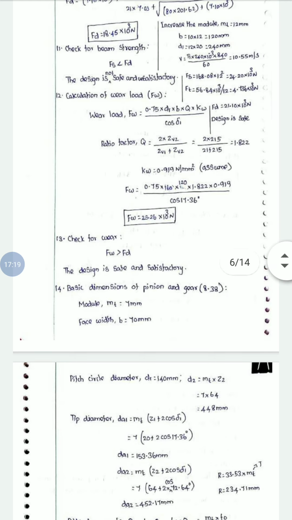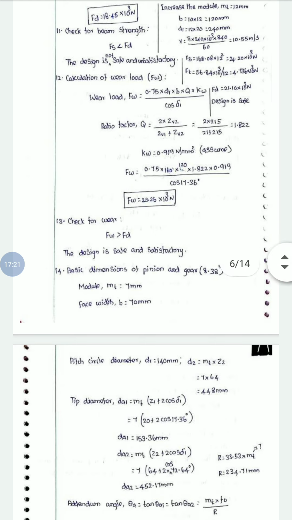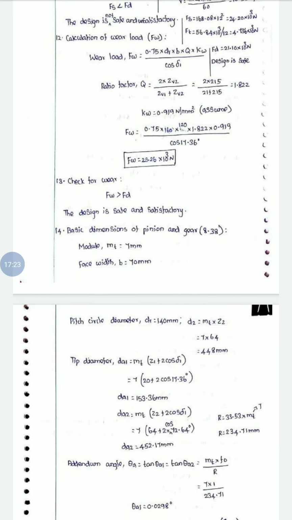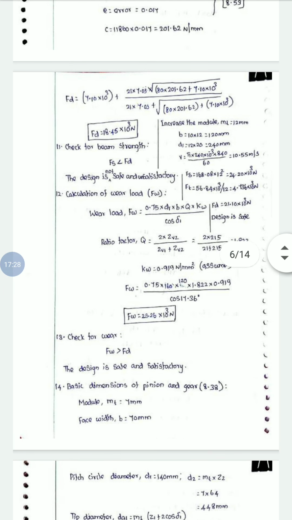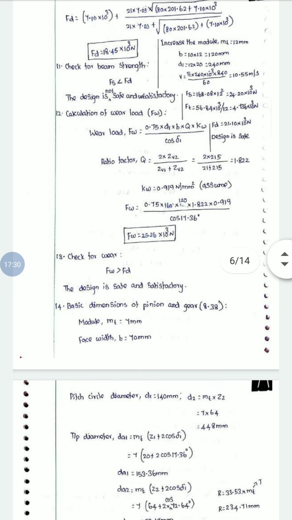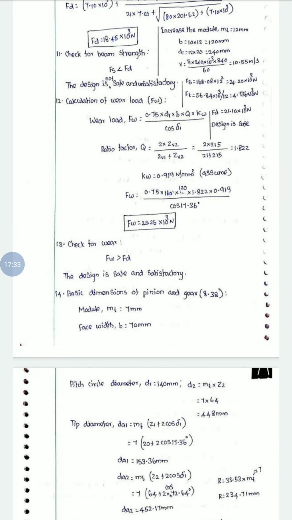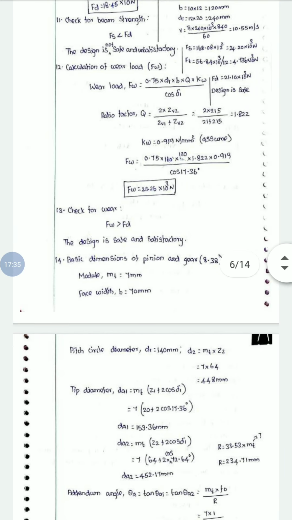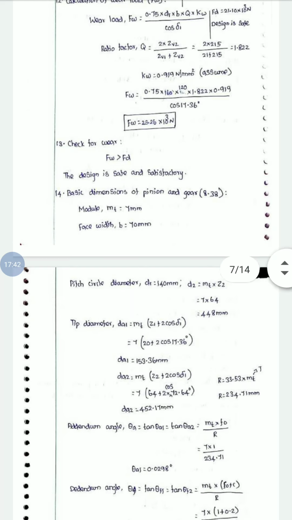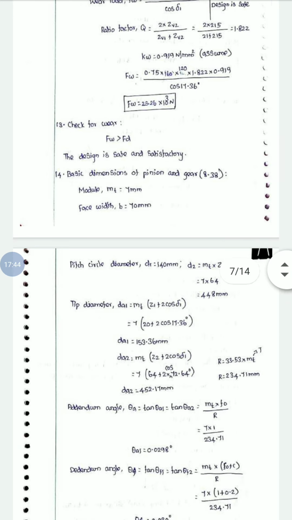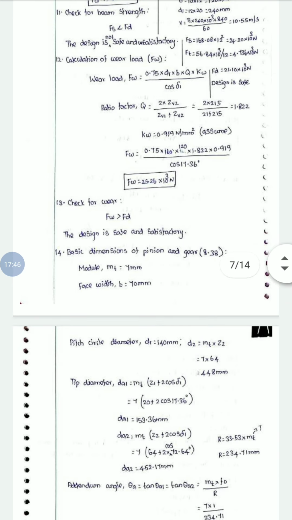The wear load formula is also in the data book, page number 8.51. In this formula, Fw equals 0.75 d1 Q kW by cos del 1. We know all the values, but we don't know the Q and the kW values, so now we have to find them. It is also on that same page: Q equals 2 Zv2 divided by Zv1 plus Zv2, that is 2 into 215 divided by 21 plus 215.